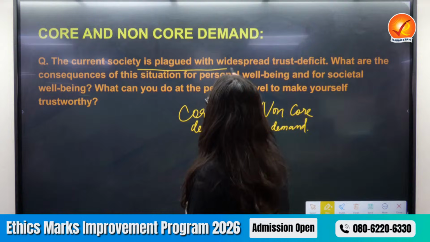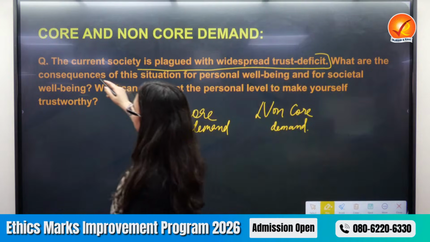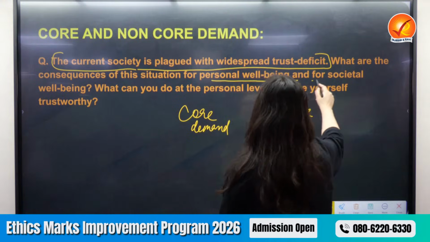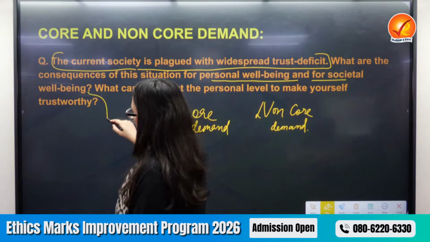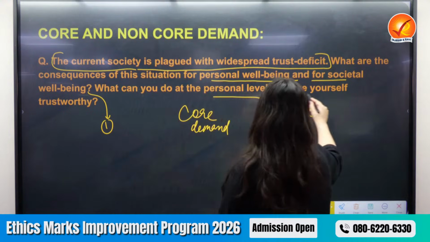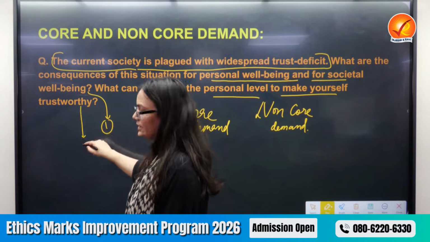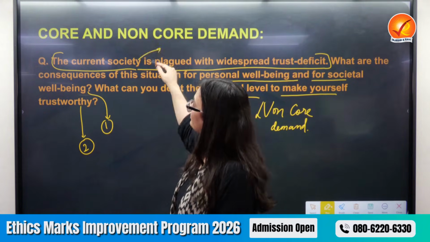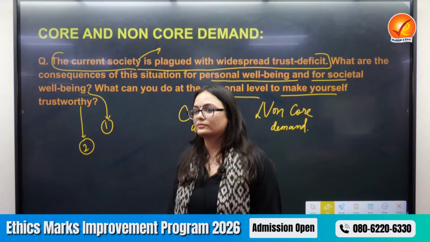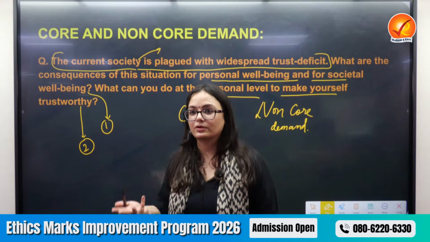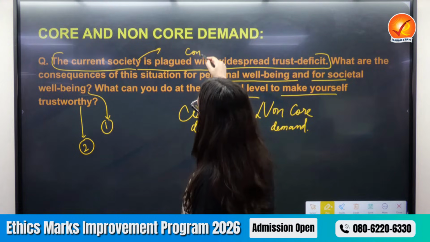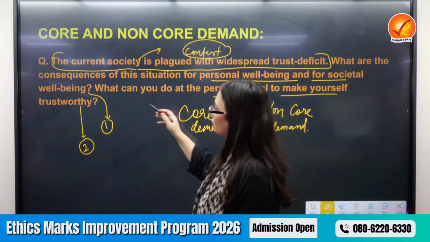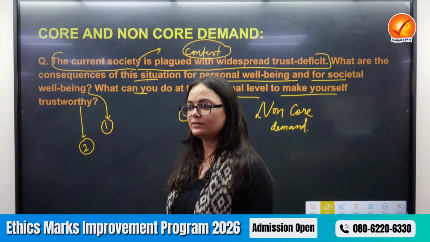The current society is plagued with widespread trust deficit. What are the consequences of this situation for personal well-being and for societal well-being? First subpart. What can you do at the personal level to make yourself trustworthy? Second subpart. Now, when the question has direct question marks, why is the first statement put there? Just to add a statement? No. What is it for? To create a context to the question. So more marks are allotted to you for writing these two subparts, right?